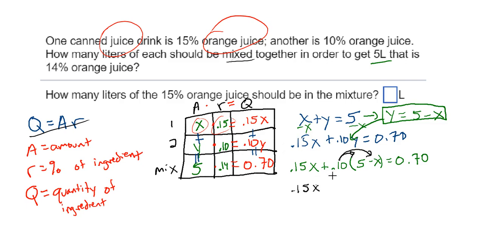So we'll distribute the 0.10, and that's going to give me plus 0.5. Nope, I was wrong. It's still lagging. All right, 0.50.